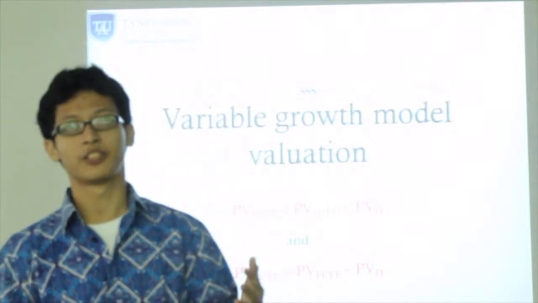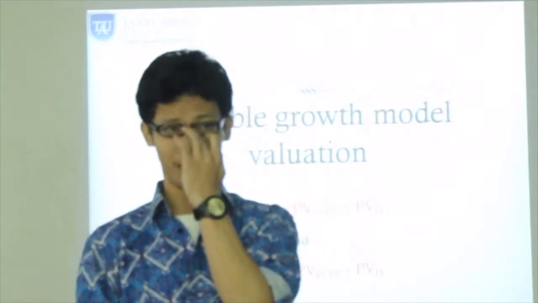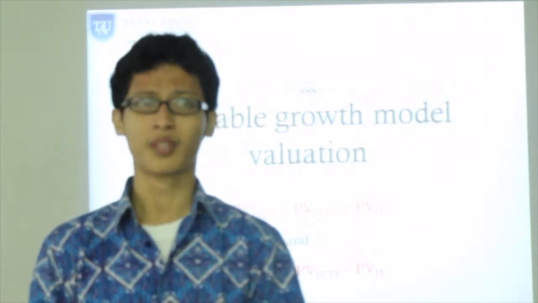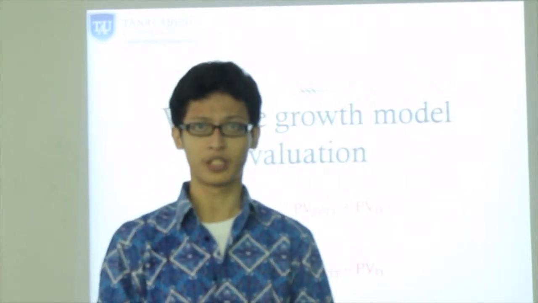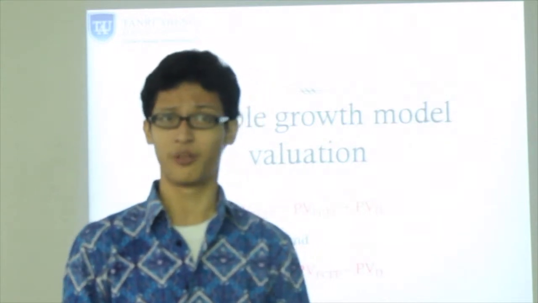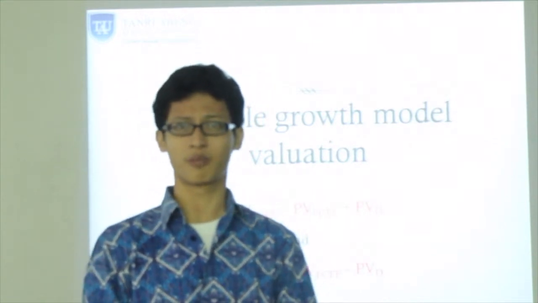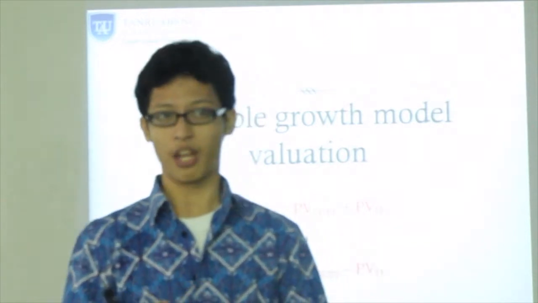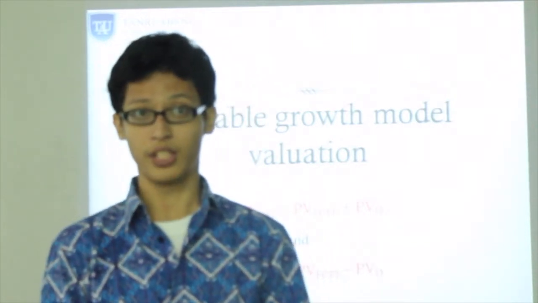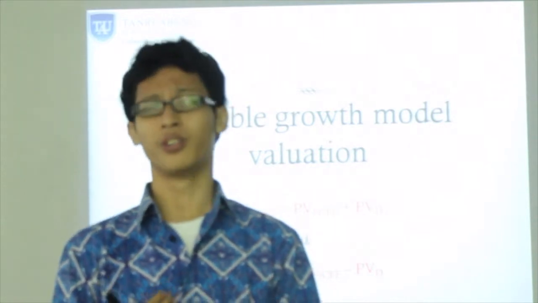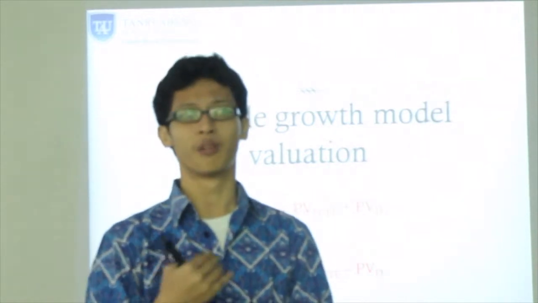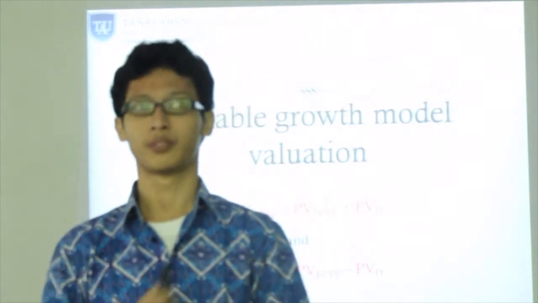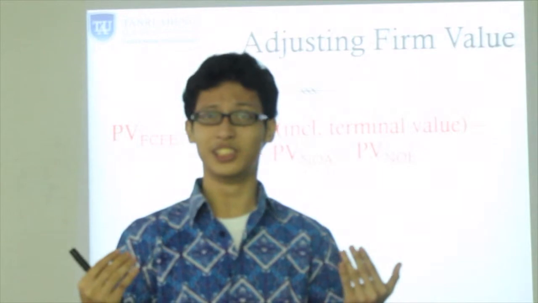Recall that the firm's enterprise value is broadly stated as equal to the PV of enterprise cash flow, which includes funds from all sources. Therefore, the PV of the enterprise value represents the PV of the equity and the debt funds for firms with debt. The formula is PV FCFF equals PV FCFE plus PVD, or you can use PV FCFE equals PV FCFF minus PVD. This is the adjusting firm value.